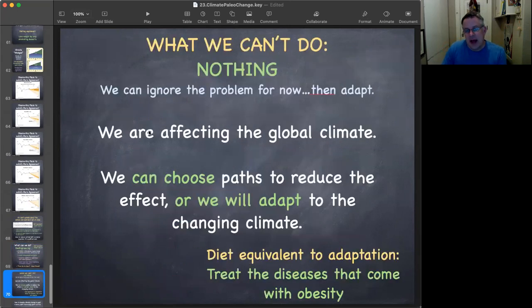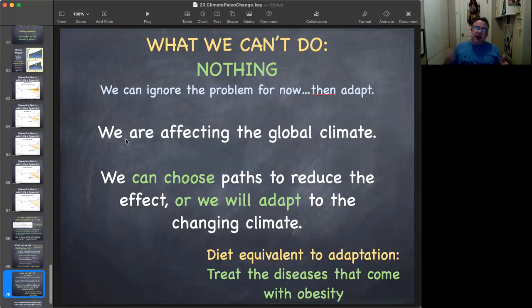What we cannot do about climate change is nothing. We have been ignoring the problem. We are now beginning to adapt. The consequences are here. We're getting all the fires, getting lots of warming pieces. All of that is coming. There's no way around the story. We're going into this now.